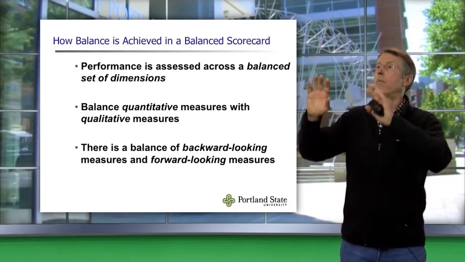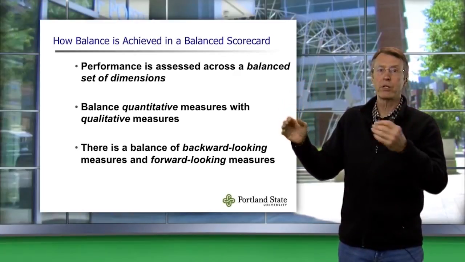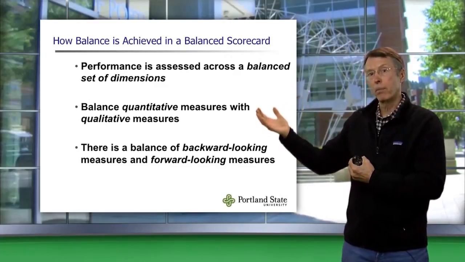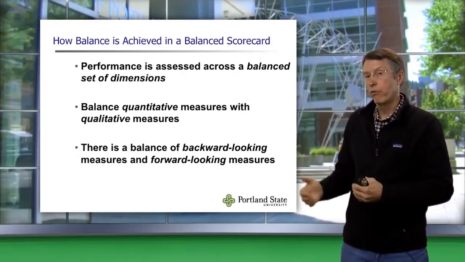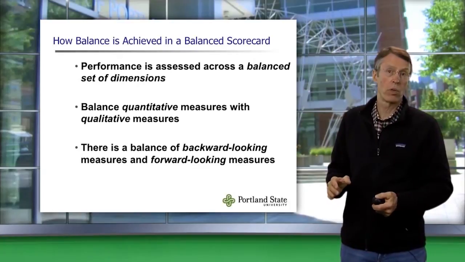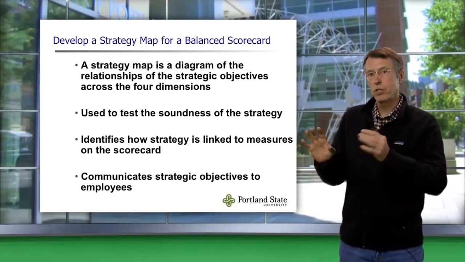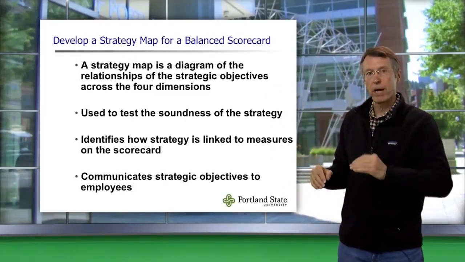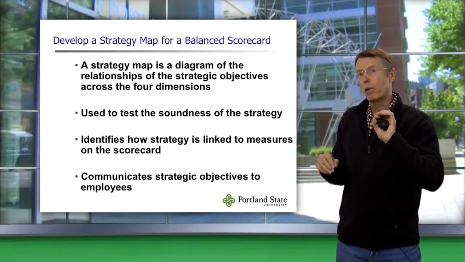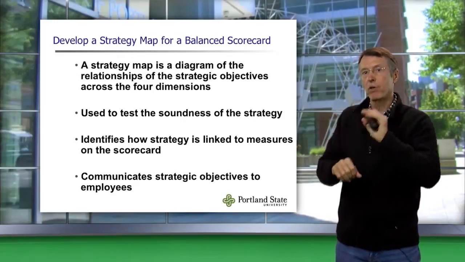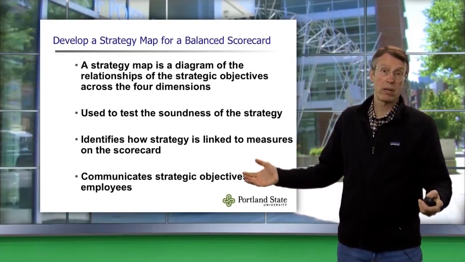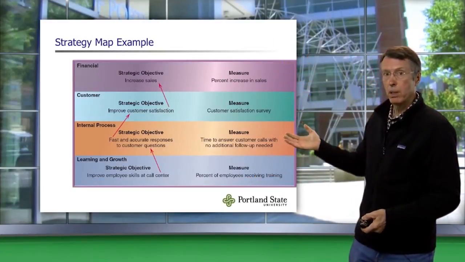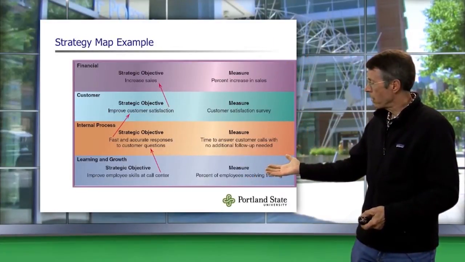4 dimensions, there are some quantitative measures and qualitative measures, and a balance of looking back to financials and forward to things like investing in growth. We'll see some ways that we can actually map this balanced scorecard to different strategy levers and make sure that we're keeping our eyes on the right levers and the right measures that are going to create future value. Here's a strategy map example. You see the 4 layers of the balanced scorecard.